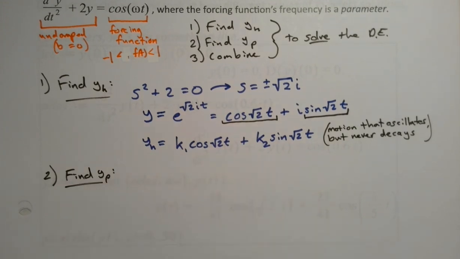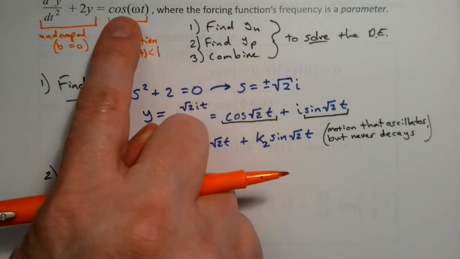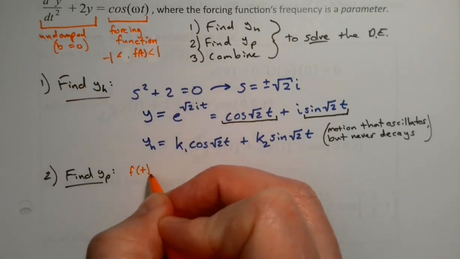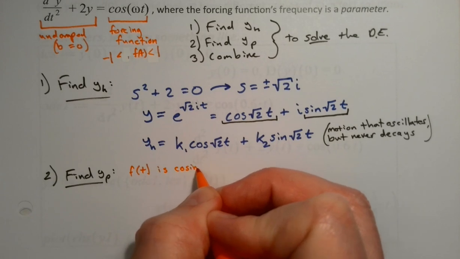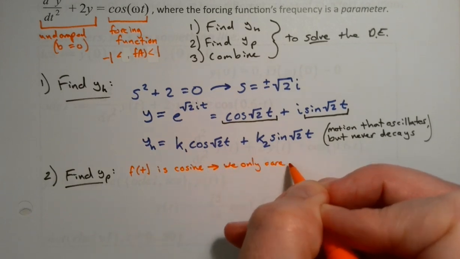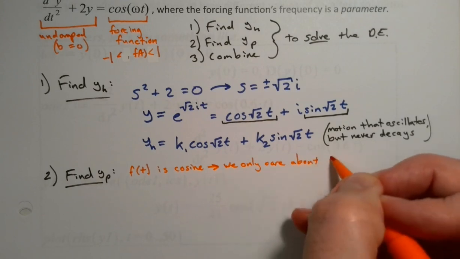And if you remember, we can guess, and we're going to use our technique from 4.2, that our forcing function f of t is cosine, and that means we only care about the real part.